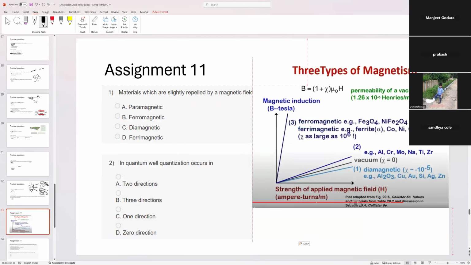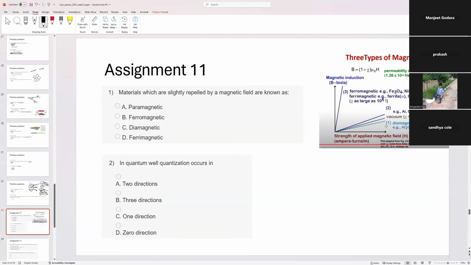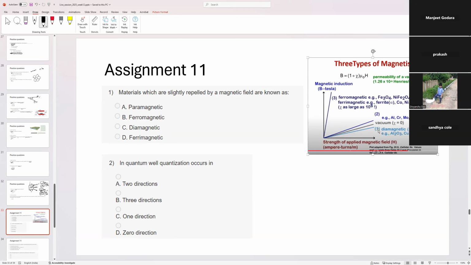First question: materials which are slightly repelled by a magnetic field are known as? To be slightly repelled, you need to have negative susceptibility, and they are the diamagnetic materials. So, called diamagnetic. Paramagnetic are strongly attracted. They are also weakly attracted, but not as weak as this. This is very weak compared to any other. Ferri and ferro are similar. All these are strongly attracted, unlike the diamagnetic.